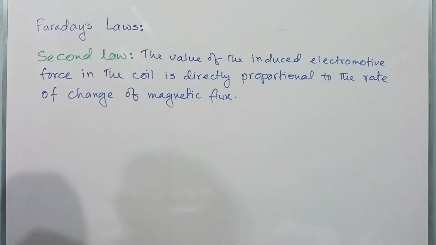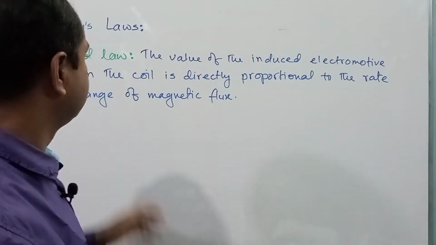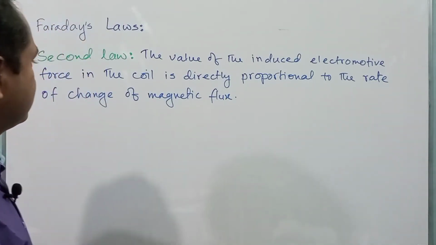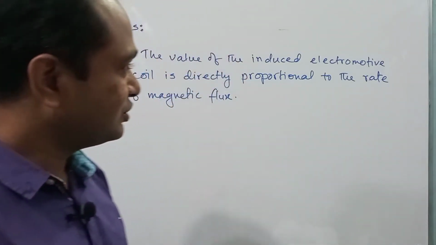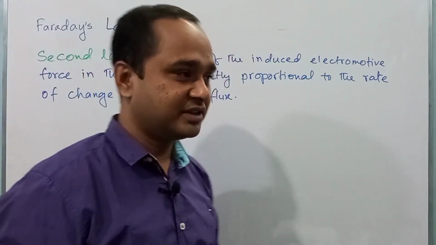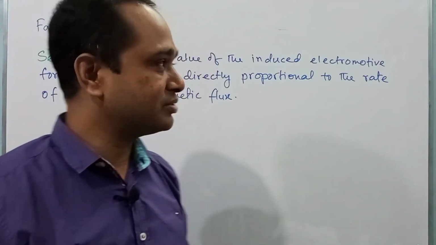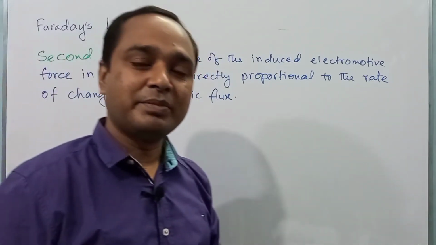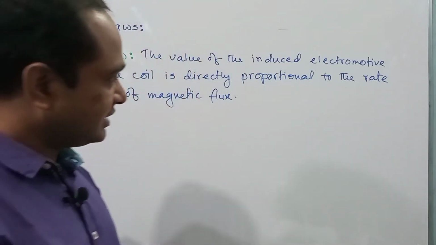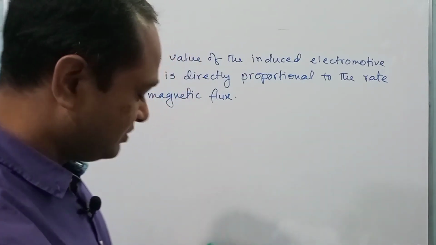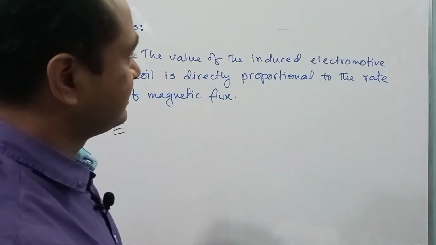Again, according to the second law, he said that the value of the induced electromotive force in the coil is directly proportional to the rate of change of magnetic flux in that coil. You know, an electromotive force is induced in the coil due to the variable magnetic field. The induced EMF will be directly proportional to the rate of change of magnetic flux in that coil, right?